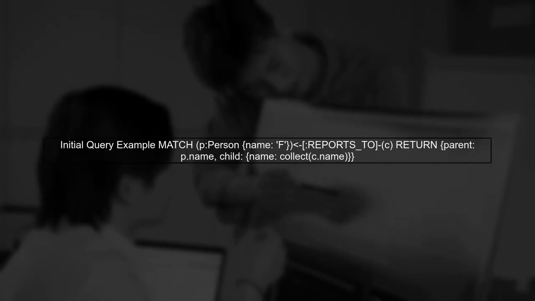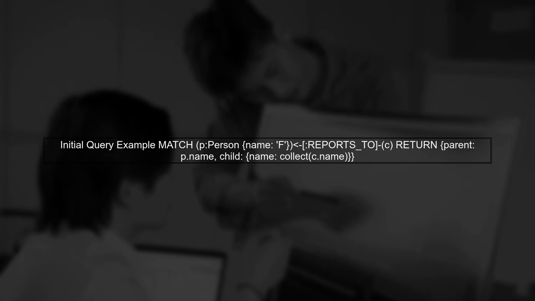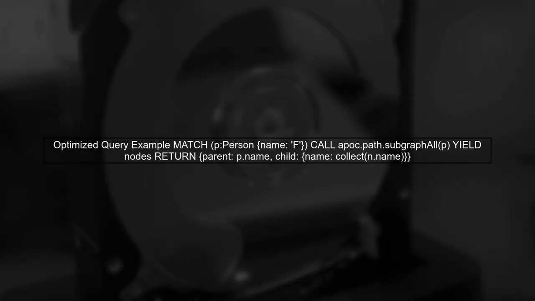The initial query you provided retrieves all descendants of F, but it includes indirect children as well. To get only the direct children of F, we can modify our query to focus on the immediate relationships. To achieve the desired output format, we can use a single query that collects both direct and indirect children. We can utilize the collect function along with a pattern that matches all descendants recursively.